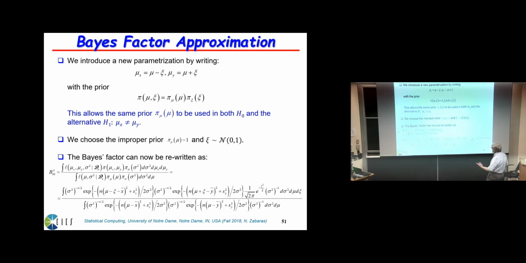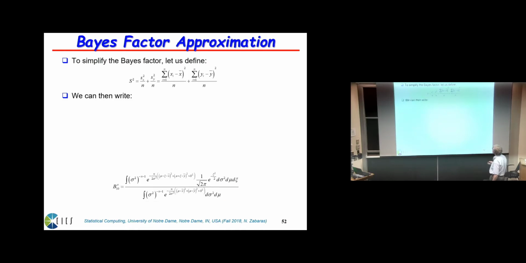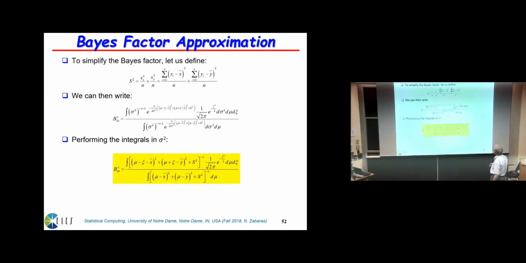So before you do Monte Carlo, you can do some magic first. The first thing you can do is integrate sigma squared out. You can integrate sigma squared out exactly, and this is what you get. If you look at this integral, can you guess what type of result you would get if you put it on a symbolic calculator? Does this remind you of any distribution?